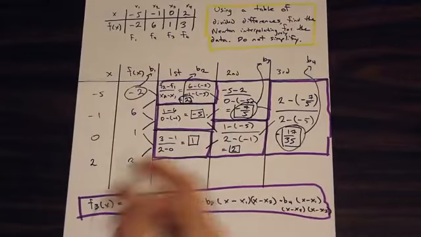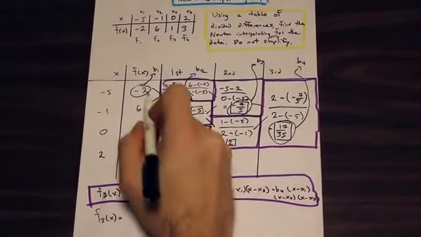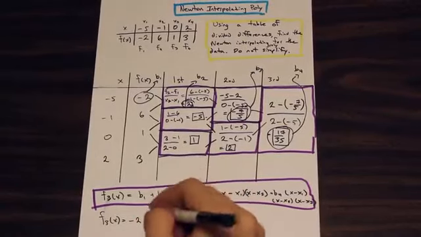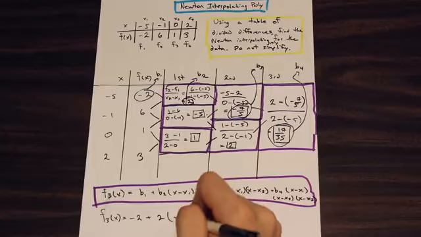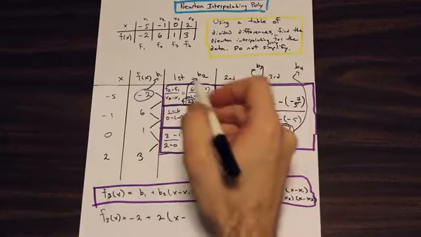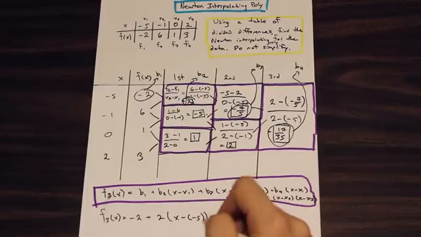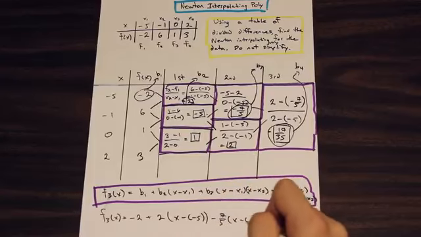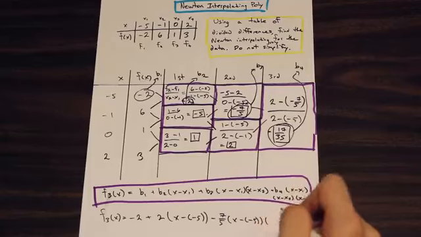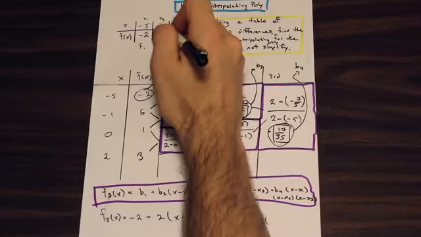And that's pretty much it. All we need to do is fill this formula in. So F3 is equal to b1, so we have -2, plus b2, which is going to be 2, times x minus x1. Our x1 is -5, so we'll say x minus -5 here. Then we have b3, which is -7/5, times the same term, x minus -5, and then x minus x2, and x2 is -1.